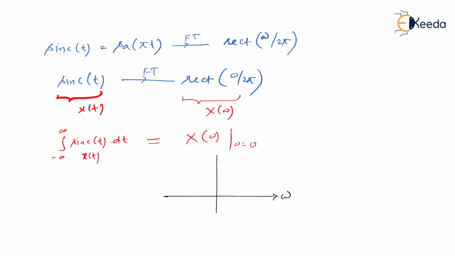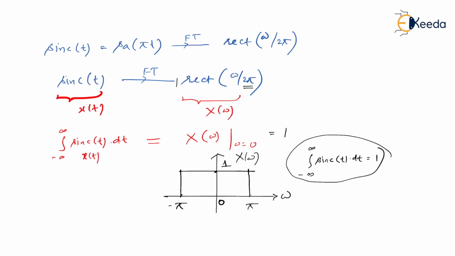A rectangular function is in frequency domain, so I would specify omega here. Width of the rectangle is 2 pi, so it will start from minus pi to pi, and height of the rectangle is 1. So height of the rectangle is 1, and this is your x of omega. Now observe what is the value of x of omega at omega equal to 0. See, this is the value of omega equal to 0, and at omega equal to 0 we have value equal to 1. What does that mean? It is simply equal to 1. So final answer, integrating over minus infinity to infinity sinc of t dt is simply 1.